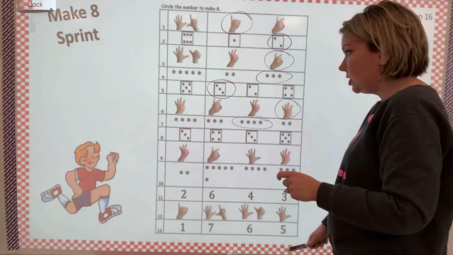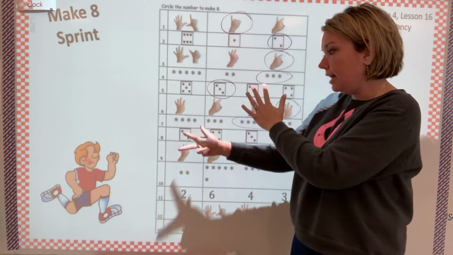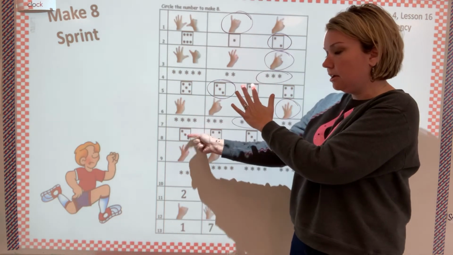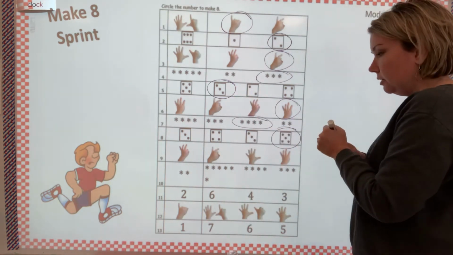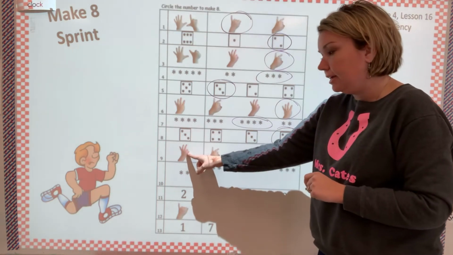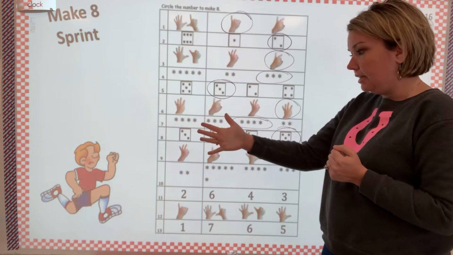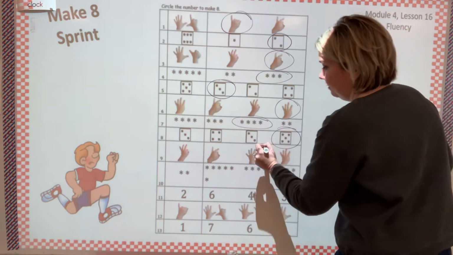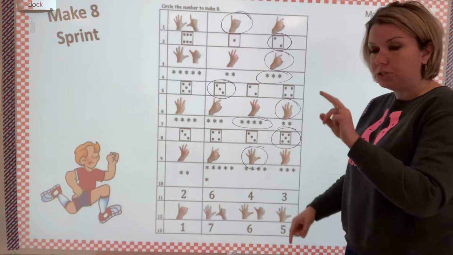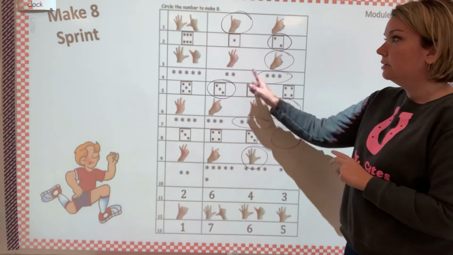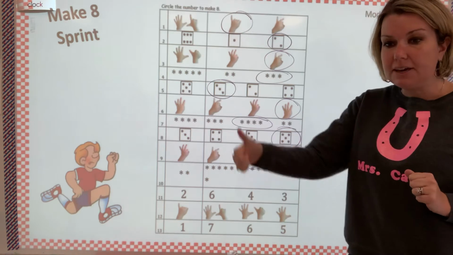Those are 2 different strategies you can use. You can show 8 and take away some to see how many's left. Or you can put that number in your head and count on to 8. 3, 4, 5, 6, 7, 8. 5. Those are two strategies you can use to find how many more you need to make a number. Sound good?